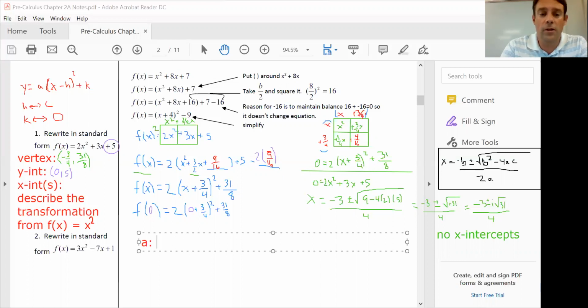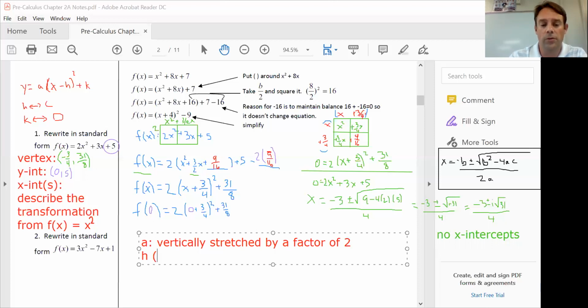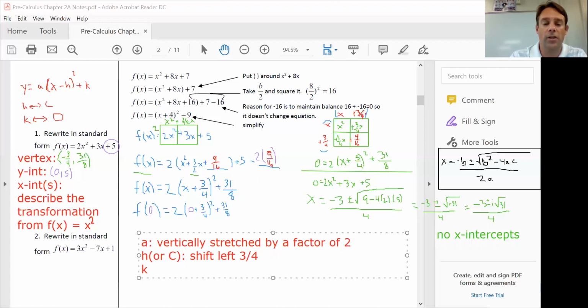So here we go. Describe the transformation. A, it's a positive 2, so there is no reflection. There's only a reflection if it's negative, but it was vertically stretched by a factor of 2. And then after that, my h value, remember this is the same thing as c, told me I was going to shift my graph left 3/4 of a unit. My k value, and we said again, that's the same thing as d, told me I was going to shift my graph up 31/8. We've described the transformation.